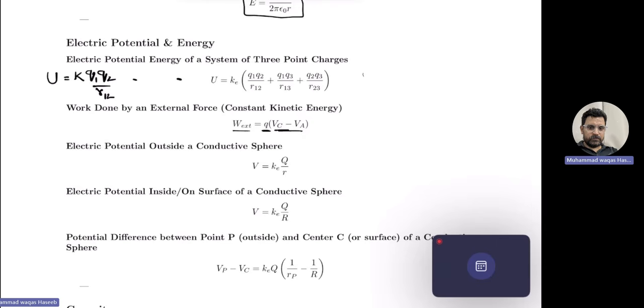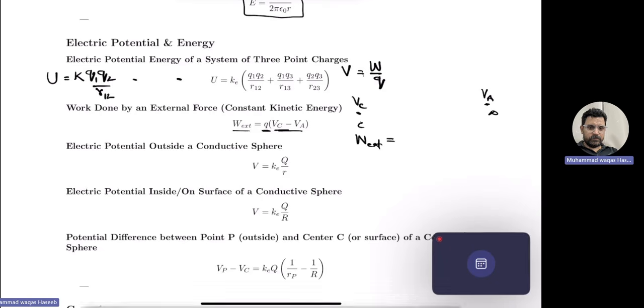To move a charge from infinity to a particular point, we need to do work. The work done per unit charge is the electric potential. If we are moving from infinity to that point C, we can write it in terms of VC and VA. The work done, which is stored in the form of potential energy, is Q times Vc minus Va. And we suppose that at infinity, the potential is zero.